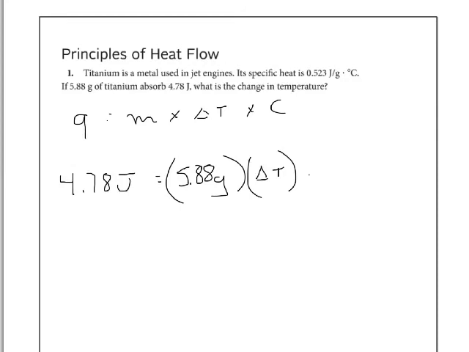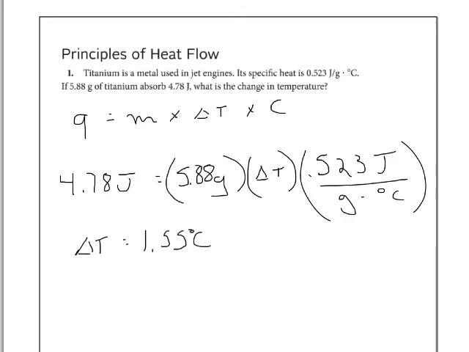And we also know that the specific heat of titanium is 0.523 joules over grams degrees Celsius. Alright, so we just do this and solve for delta T. Then when we make the calculation, we get a temperature change of 1.55. And that's going to be an increase, right, because the titanium is absorbing heat.